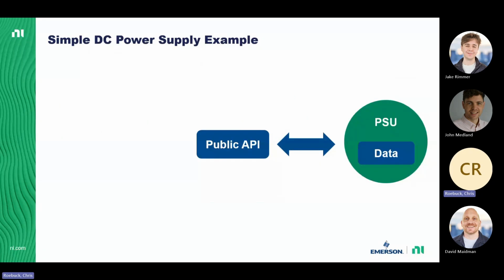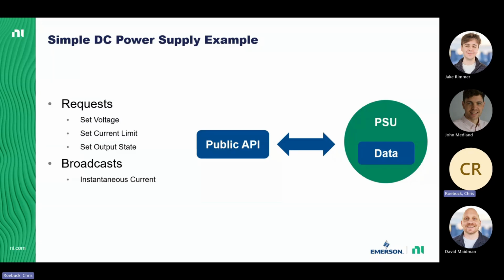So an example might be a power supply. We've got a simple actor here. It's a power supply. It has a public API. What does that API look like, or what might it look like? Well, it might have some requests, things that we can ask it to do, such as setting the voltage, setting the current limit, setting the output state, and some broadcasts, such as the instantaneous current measurement.